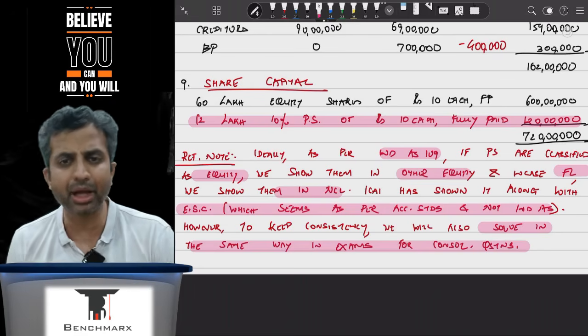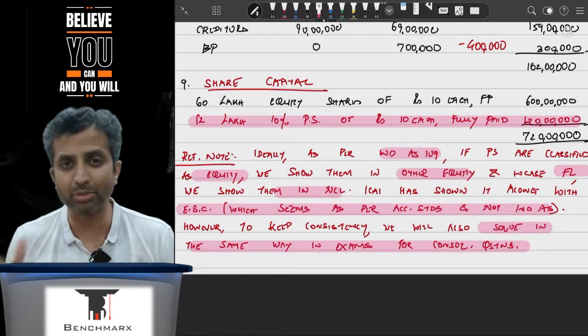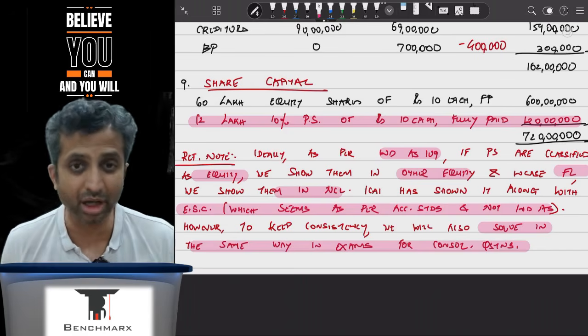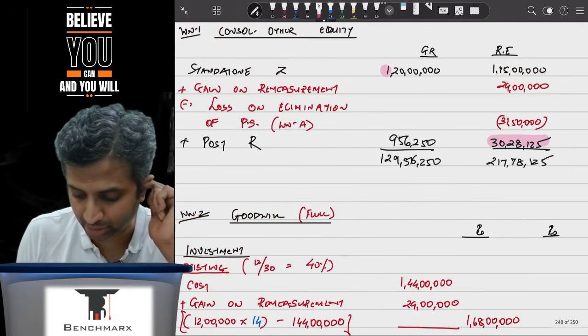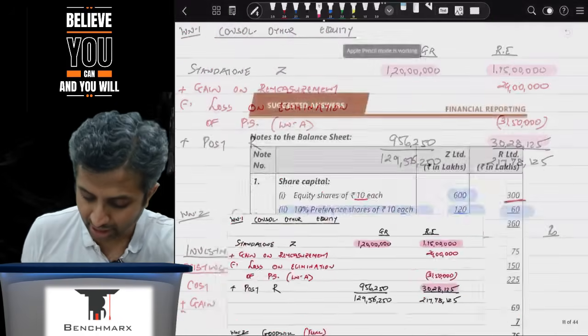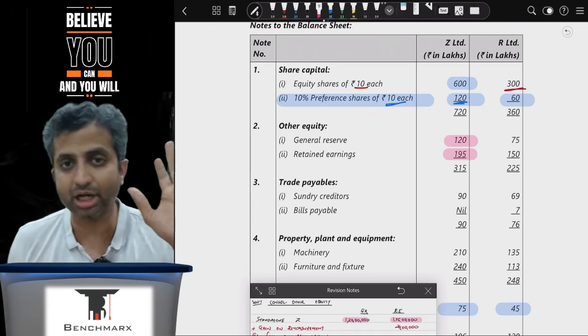Perfect. Now I prepare my 3 working notes. Here NCI is at fair value, and hence the goodwill working will be full goodwill, and NCI will initially be started at fair value. So I will first start my working note 1, where I will start with standalone Z, where I will take the respective reserves 120 and 195. Then I will start with investments.